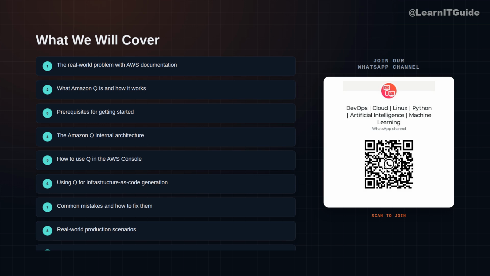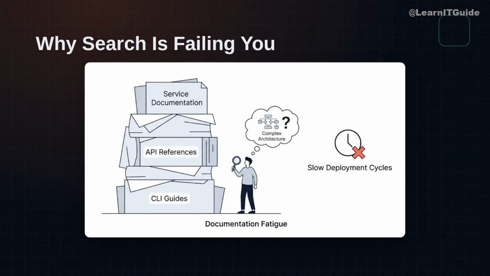Let us get started. So why is searching documentation failing you? AWS is massive with over 200 services. Even if you are a seasoned engineer, finding a specific answer for a complex architecture often requires reading 5 different pages and cross-referencing the command line interface guide. This creates what we call documentation fatigue. It slows down your deployment cycles and forces you to rely on trial and error, which is the last thing you want to do in a production environment.